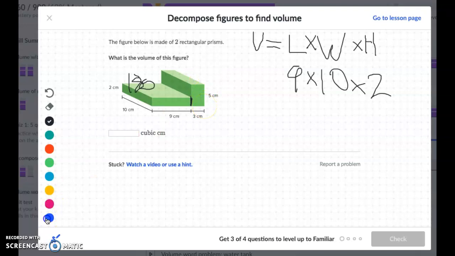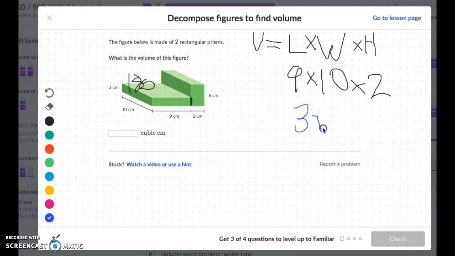Okay, so I'm going to use a different color, but I'm still going to use my same volume equation. Length of the second one is just right here. We're not looking at this whole line. We're looking at just this shape right here. So we're trying to ignore this other business. So my length is 3.